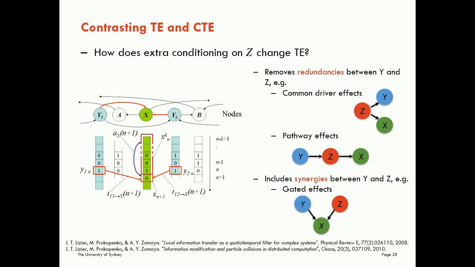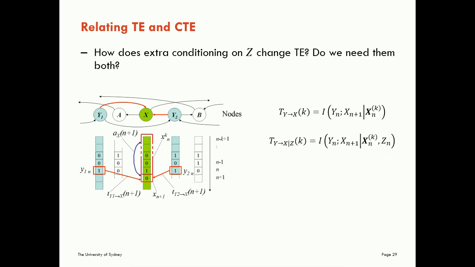Now, all of these seem to be very positive effects at first, regarding the extra conditioning on Z here. So this starts to beg the question, do we actually need both the pairwise transfer entropy and the conditional transfer entropy? Or do we need just one, maybe just the conditional transfer entropy? It's a very important question. I want you to ponder that yourself before you look in the next slide at the answer that I'm going to give you.